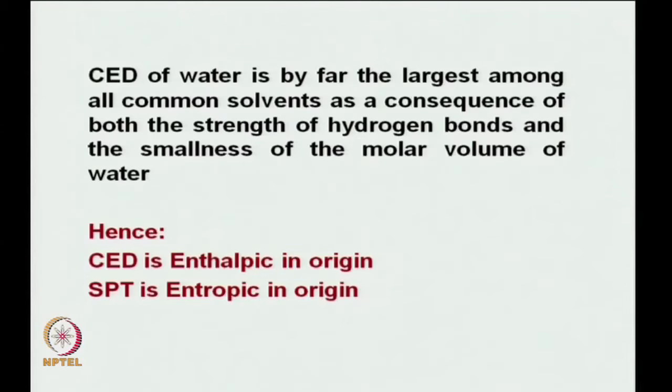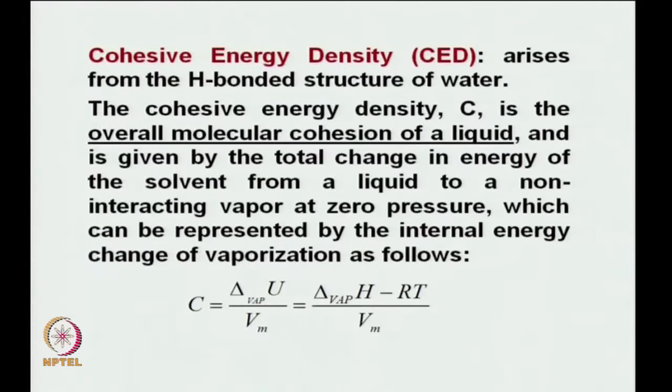So, as I said, the CED of water is by far the largest among all common solvents, as a consequence of both the strength of hydrogen bonds and the smallness of the molar volume of water. That is what it is. Your delta H vaporization depends upon the strength of the hydrogen bonds. The more hydrogen bonds you have, the more energy you need to break them and vaporize them. So, delta H vaporization is higher, and also the molar volume is low. The molar volume was in the denominator, so if it is low, obviously the C factor increases.